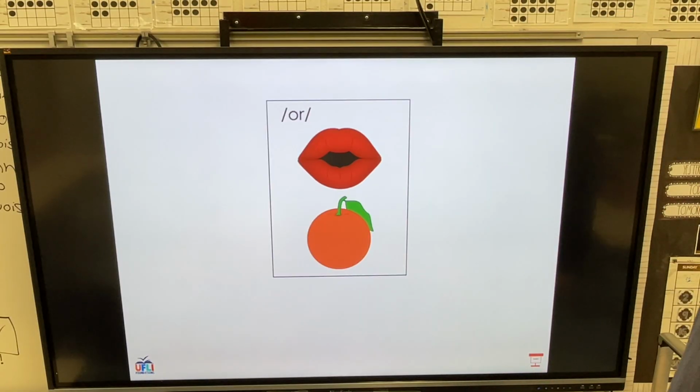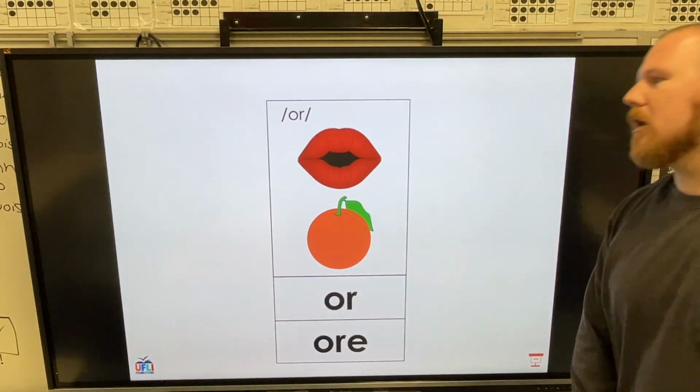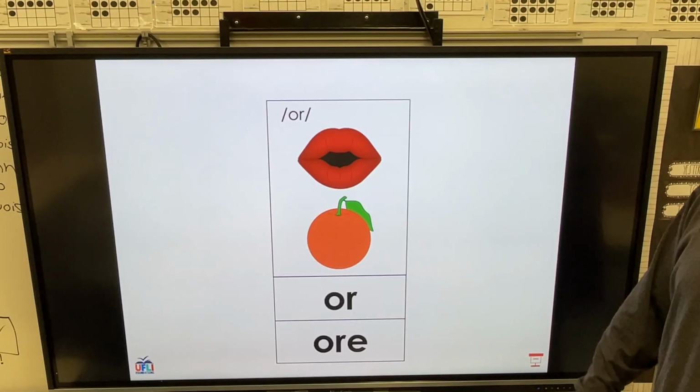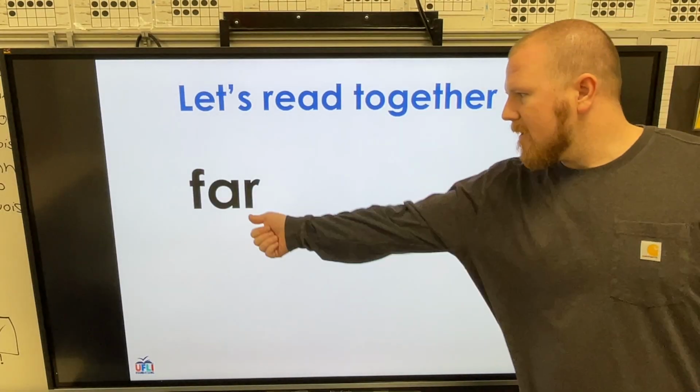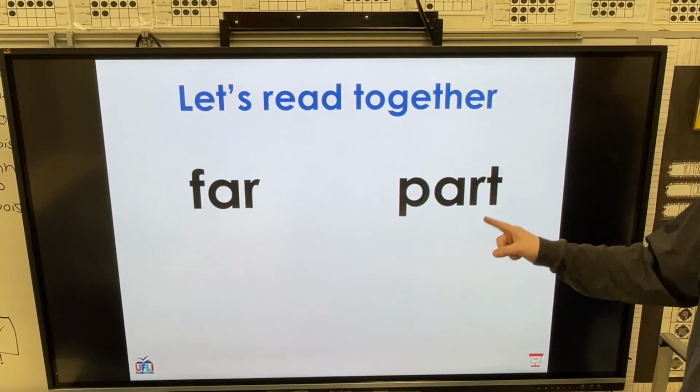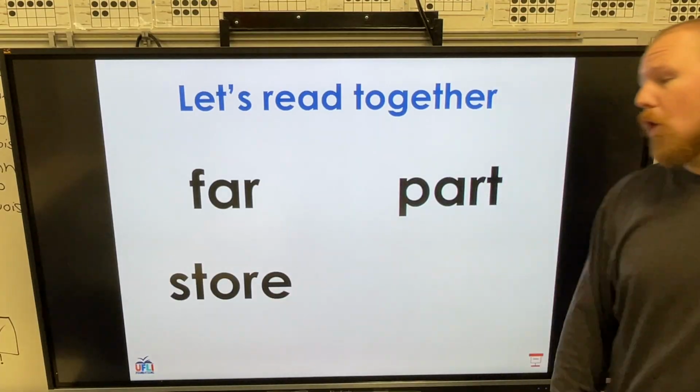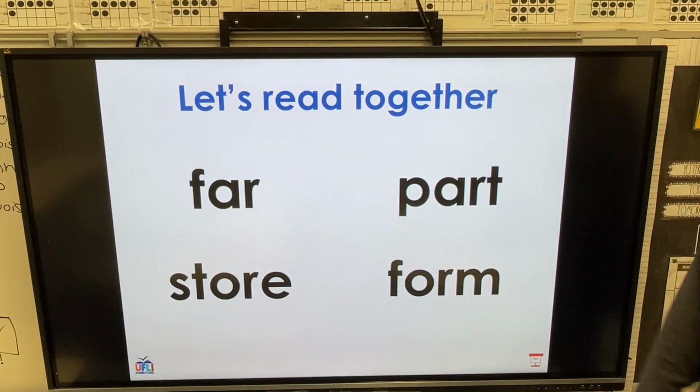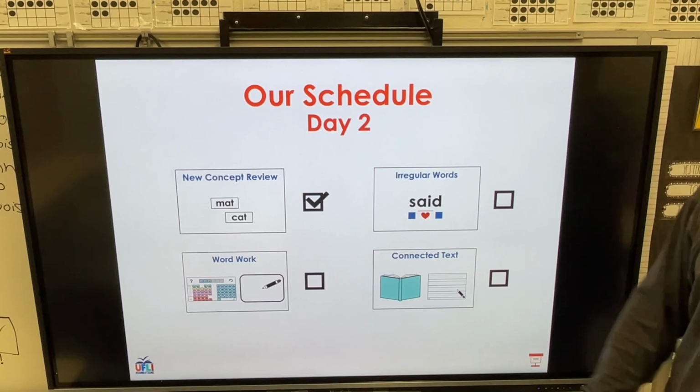Okay, let's move on. The OR can be spelled OR and ORE. So let's take a look at some words. Everybody. Far. Part, store, form. Okay, good. We're gonna move into our word work.